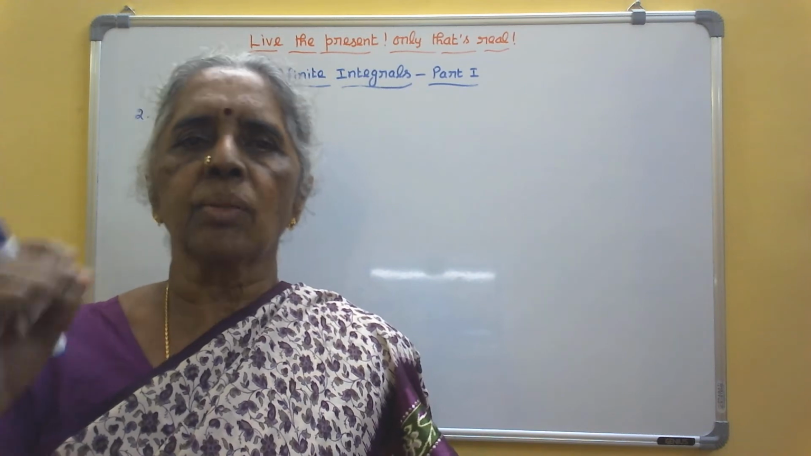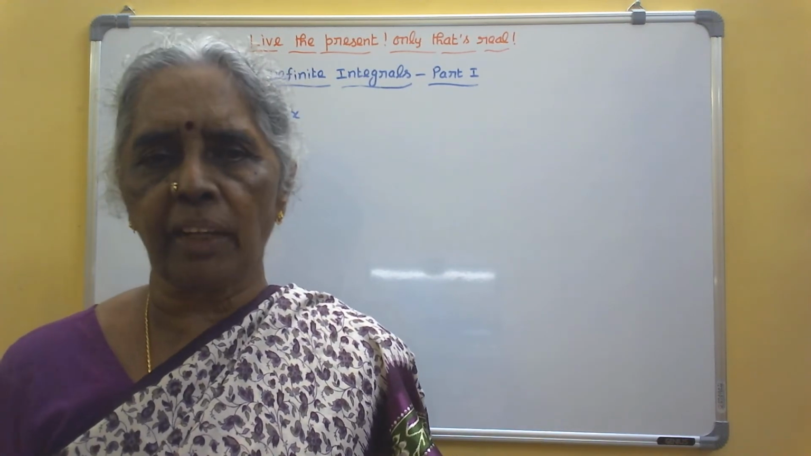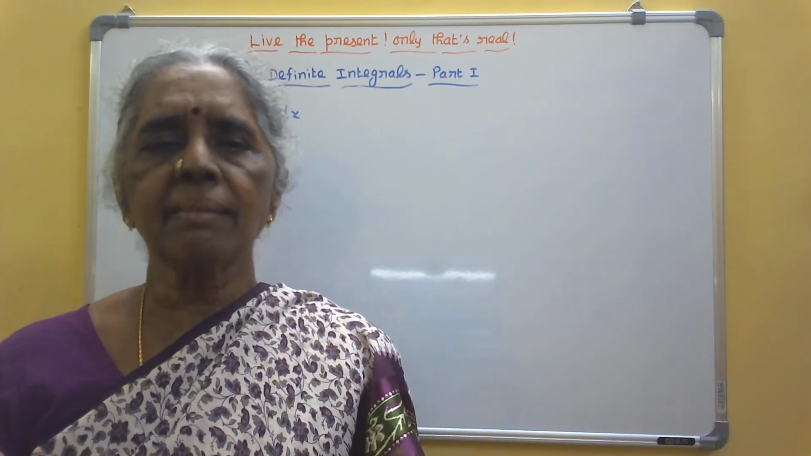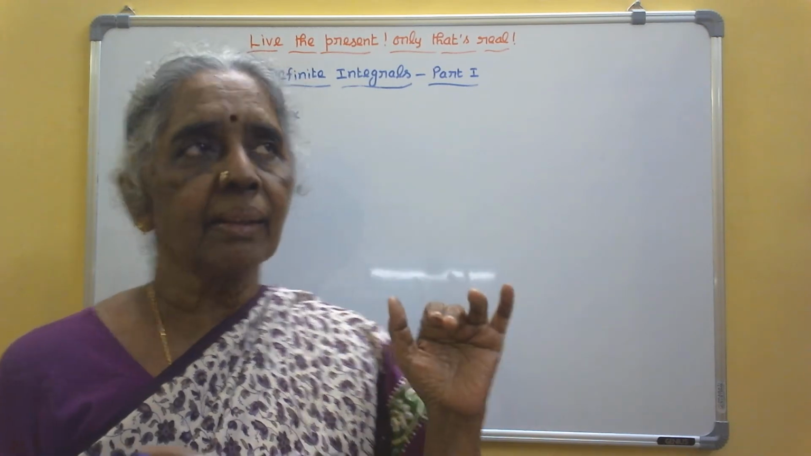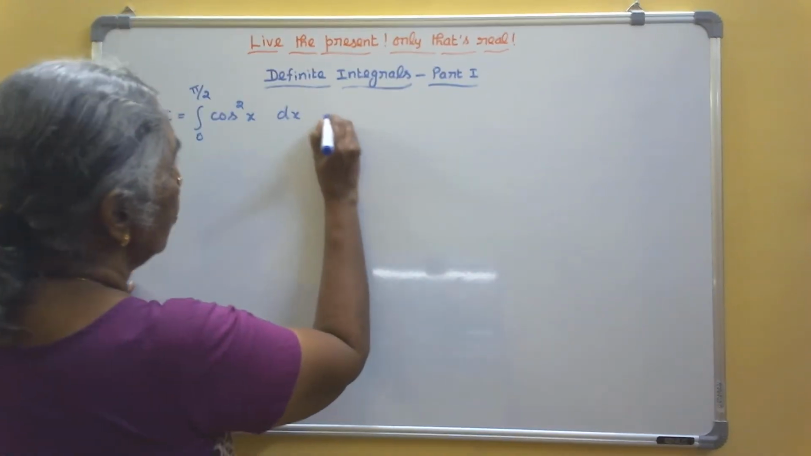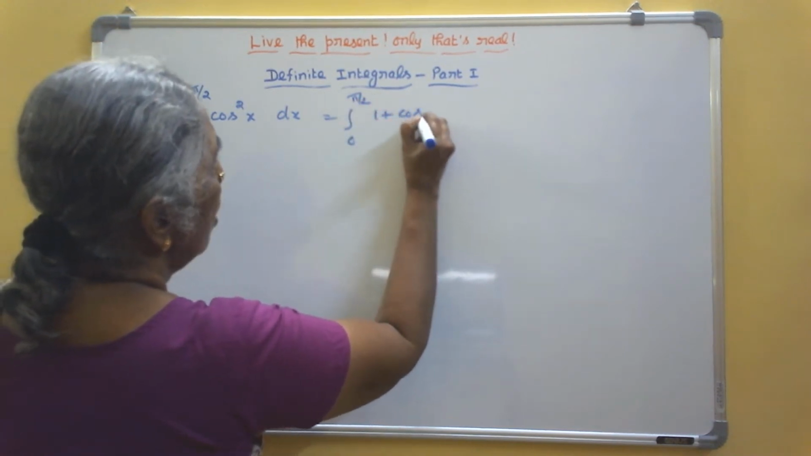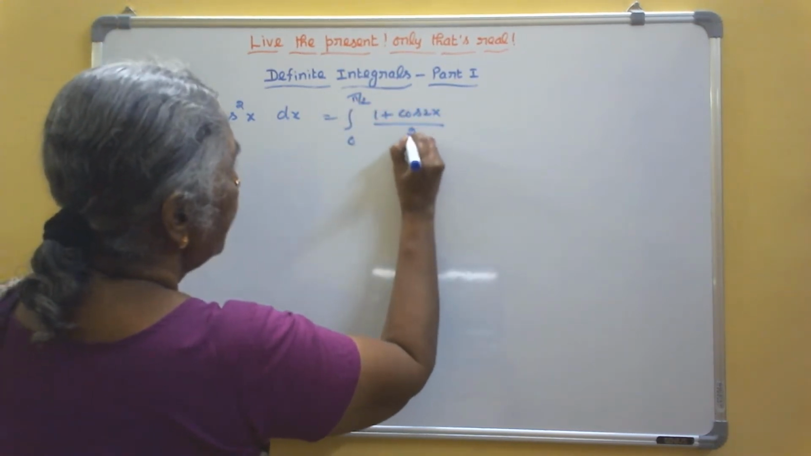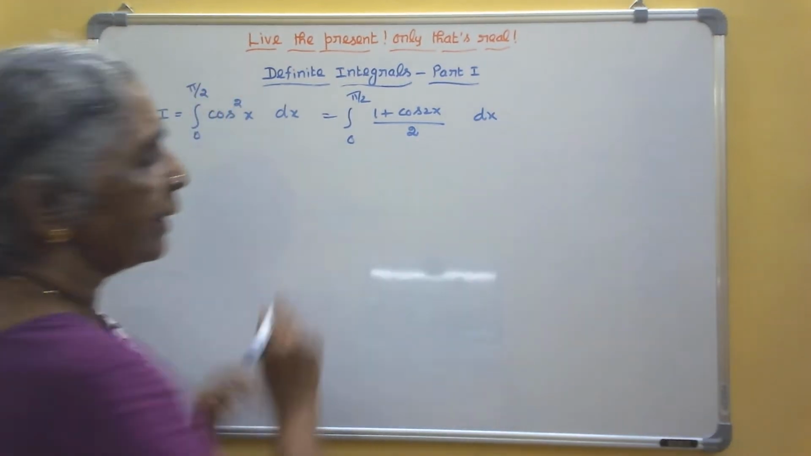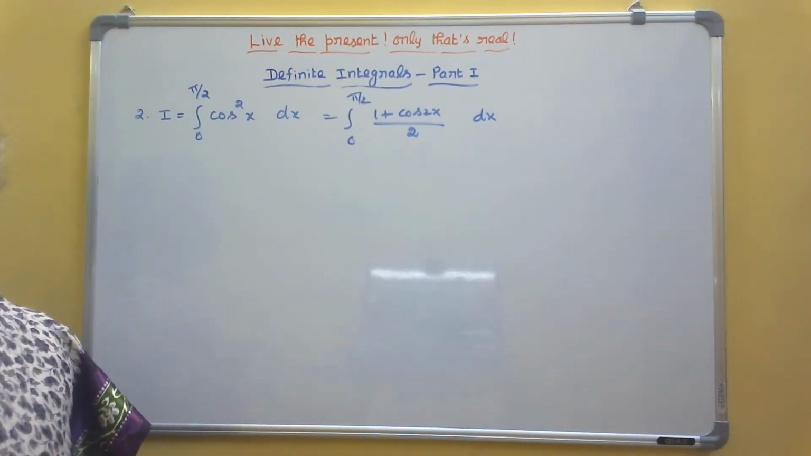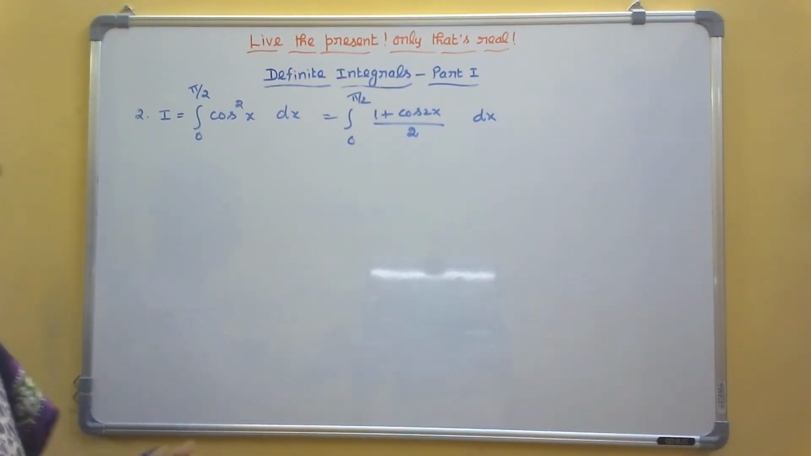Any angle like square, cube, if you have in a trigonometric function, you will express it as multiple angle, right? That is, I can write this cos squared x as (1 plus cos 2x) by 2, then write the dx. All the trigonometry formulae you should remember well.